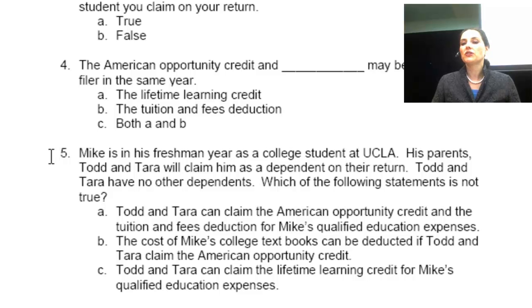Number 5, Mike is in his freshman year as a college student at UCLA. His parents, Todd and Tara, will claim him as a dependent on their return. Todd and Tara have no dependents. Which of the following statements is not true? A, Todd and Tara can claim the American Opportunity Credit and the tuition and fees deduction for Mike's expenses. I don't think so. B, the cost of Mike's college textbooks can be deducted if Todd and Tara claim the American Opportunity Credit. Absolutely, that is true. And C, Todd and Tara can claim the lifetime learning credit for Mike's qualified education expenses. Well, that's true too. So the question, though, is which statement is not true? Number A, so that is the correct answer.